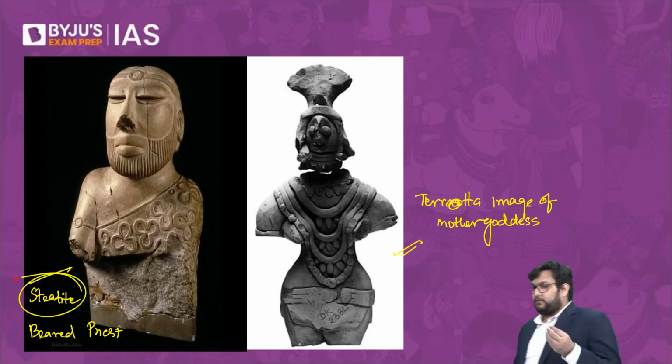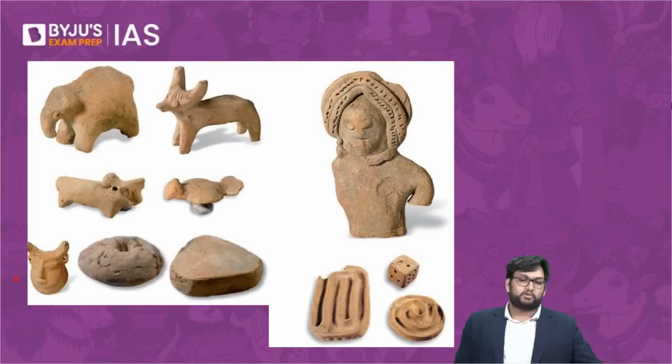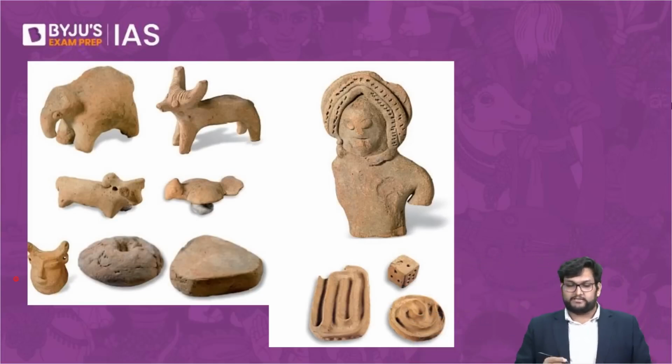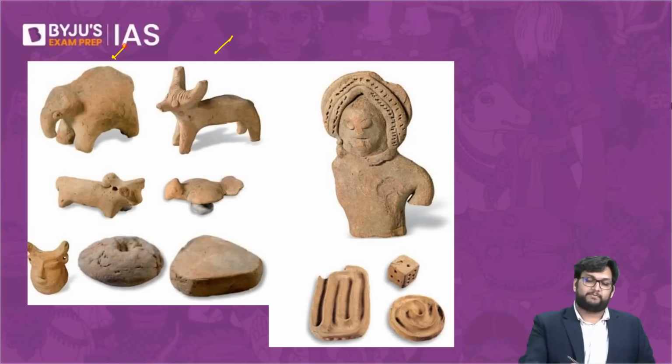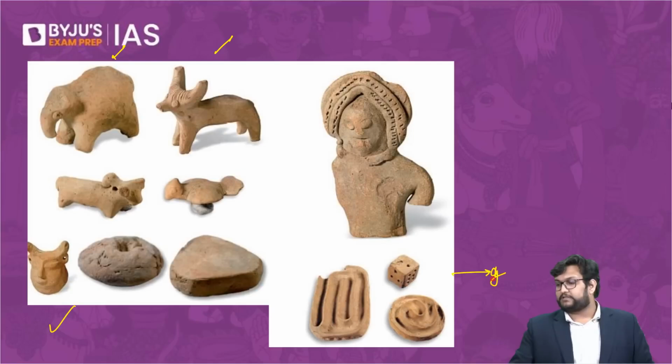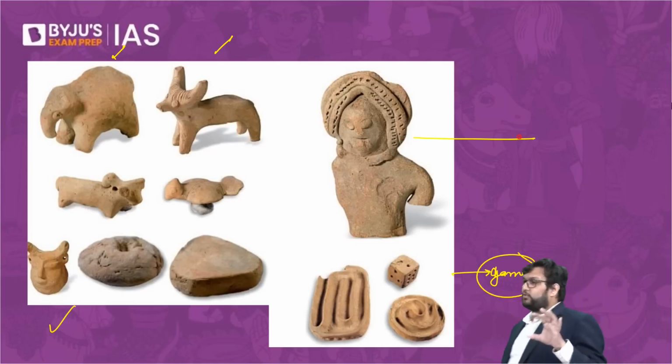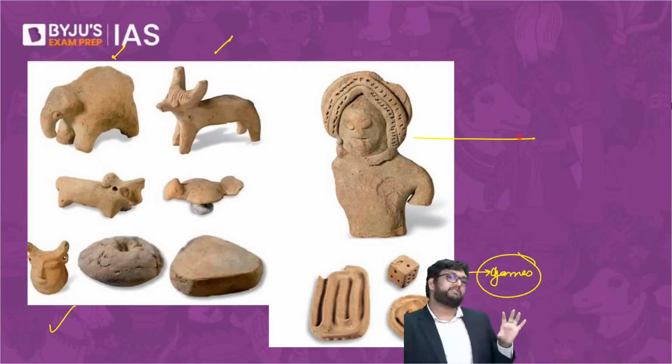And very simply, they didn't stop here. Basic terracotta figurines are representing day-to-day objects also. For example, we have the different types of animals represented. We have even games represented. And we have humans also represented in terracotta. Terracotta is the most ubiquitous, means most readily available thing which they had.